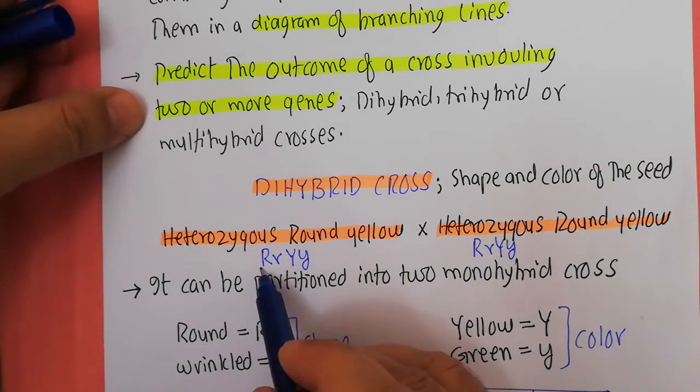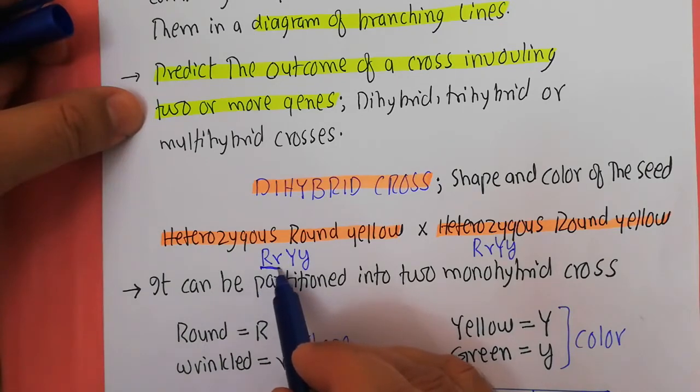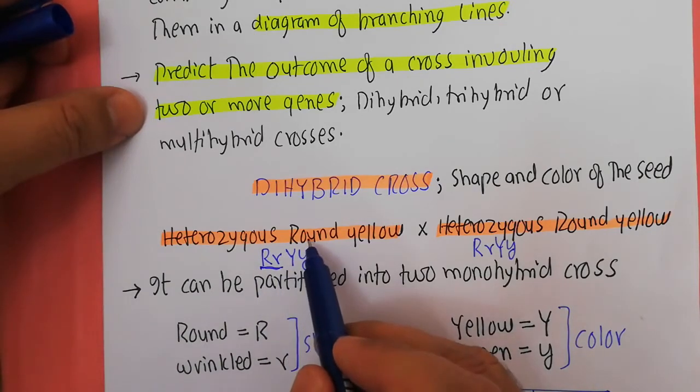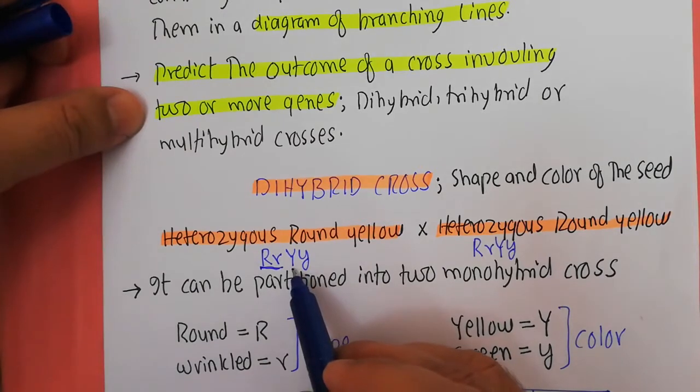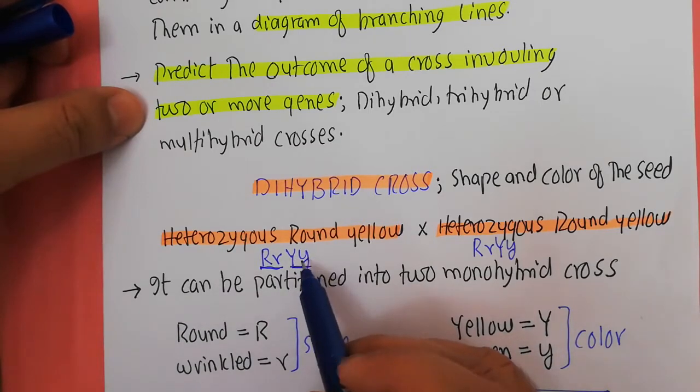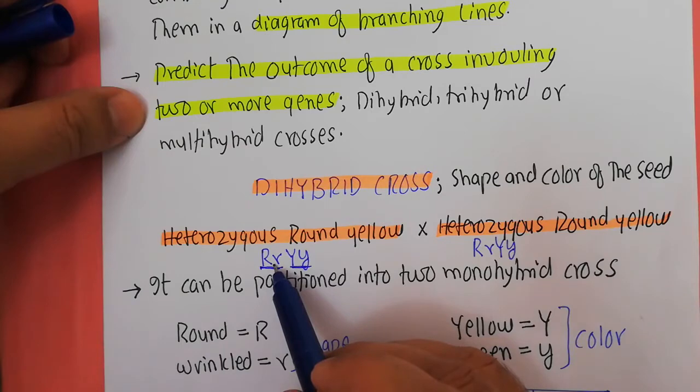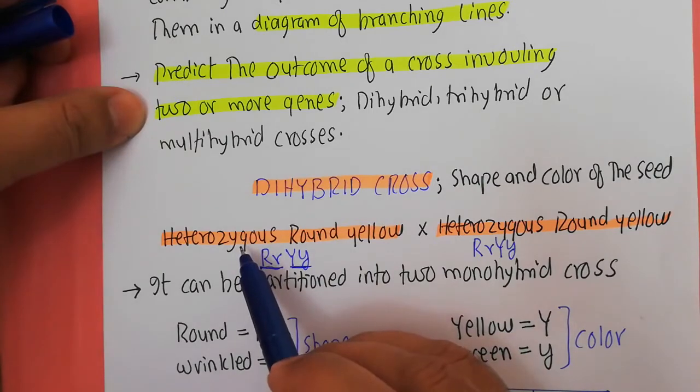Now this capital R and the small r show you the first trait, which is the shape of the seed. The other trait, the color of the seed, is represented by the capital Y and the small y. So the genotype for the first trait, the shape of the seed, is in the heterozygous form. That means that in this pair, one allele is dominant and the other allele is recessive. So in the pair, both alleles are different from each other. Therefore, we are using the term hetero.